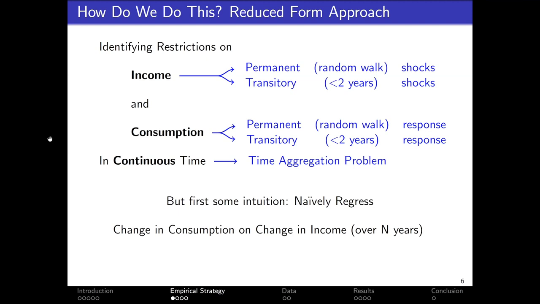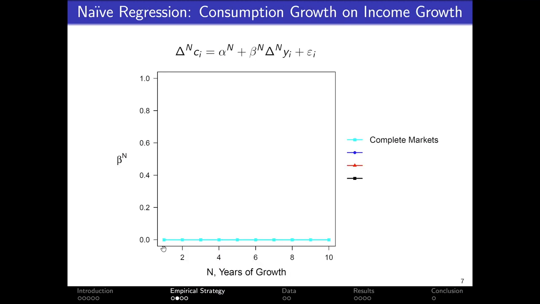First of all, I'm just going to do a naive regression of change in consumption on change in income. If you didn't have any knowledge about transitory and permanent shocks, and you just wanted to regress change in consumption on change in income, what would that look like? And I'm going to do it over different numbers of years. This is regressing the change in consumption over change in income over 1 year. This is regressing the change in consumption over change in income over 10 years. And I'll try and explain what you might expect to see in various different models.